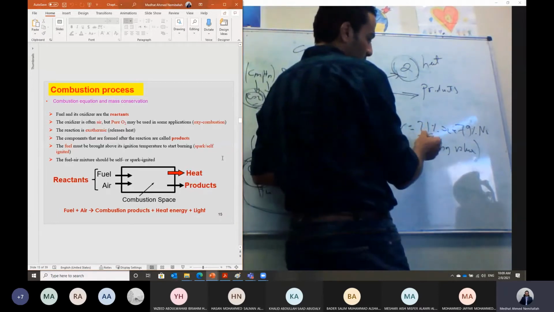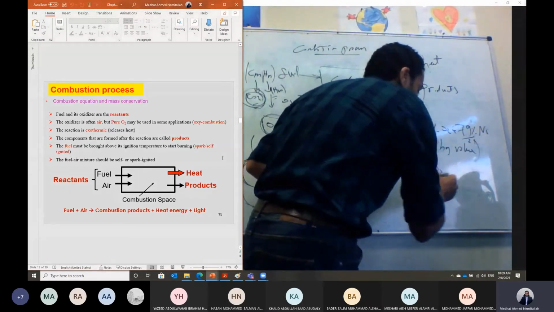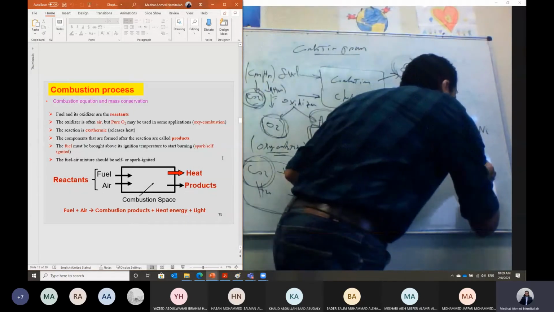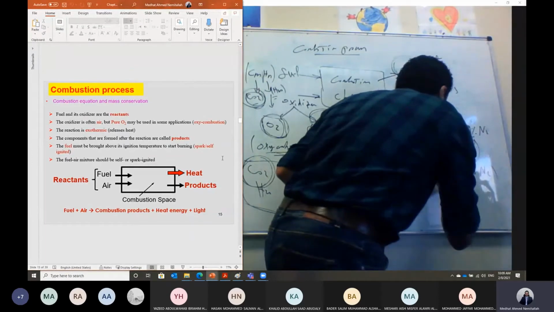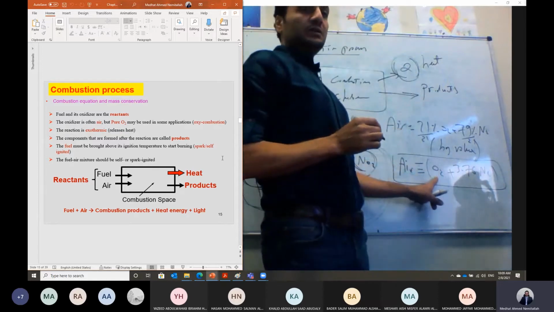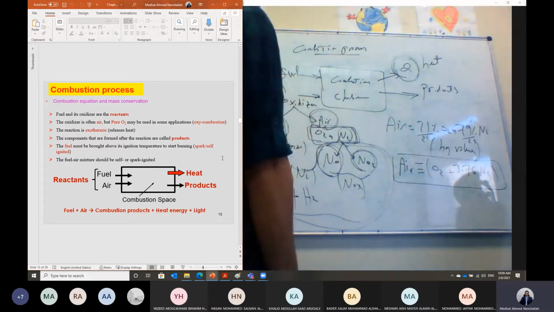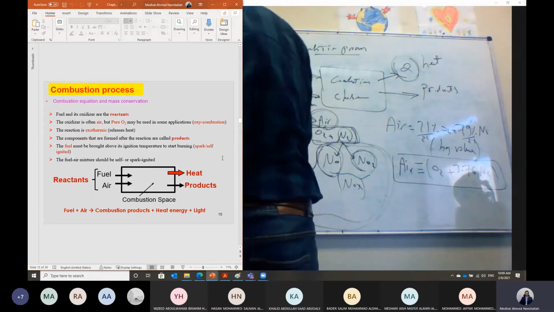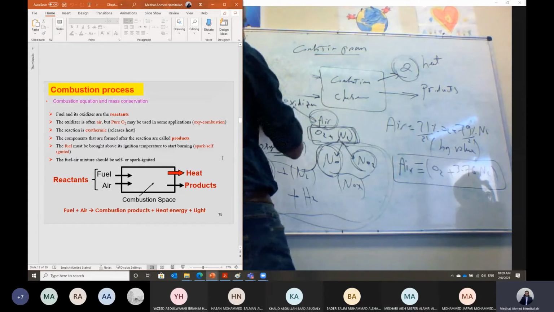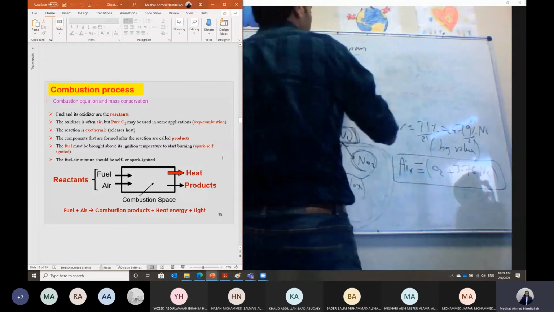If we divide this equation by 21, then each one molecule of oxygen in the air should have 79 divided by 21, that will be 3.76 N2. And this is the equivalence of air. Each one molecule of oxygen in the air should have 3.76 molecules of nitrogen in the air. Okay? And based on that, this will be considered as our oxidizer while writing down the combustion equation for any hydrocarbon fluid, for any kind of fluid.